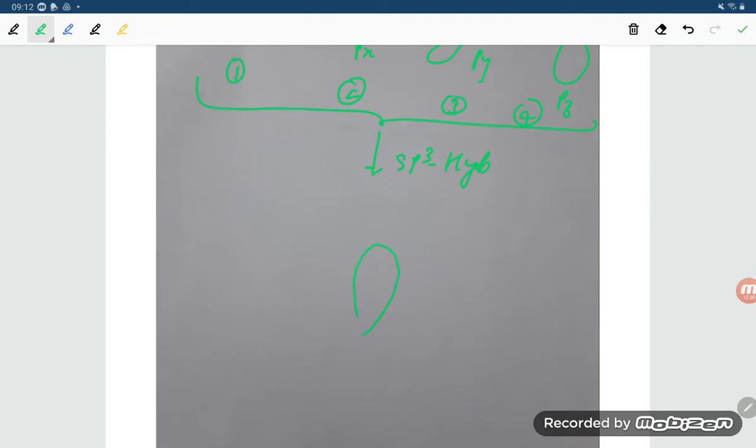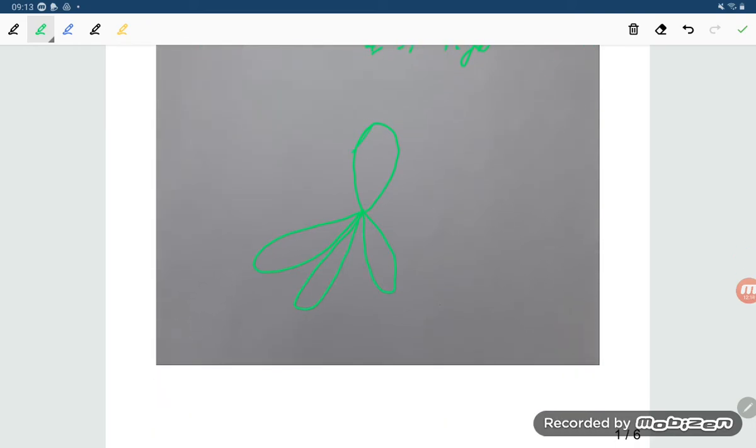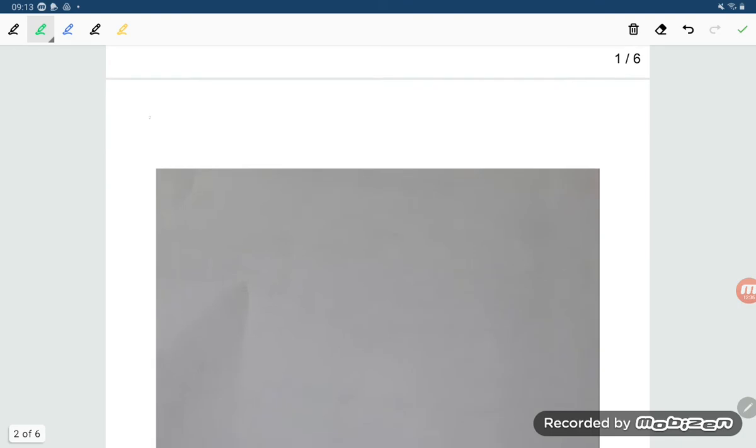This is the 1, this is 2, this is 3, and this is 4. If you join them all together, this gives a tetrahedral shape. The bond angle is 109 degrees 28 minutes, right? Now, students, we are going to understand this with the help of an example. I am taking the example CH4.